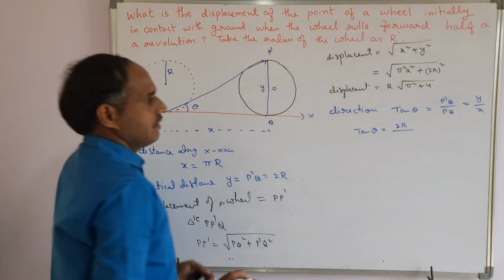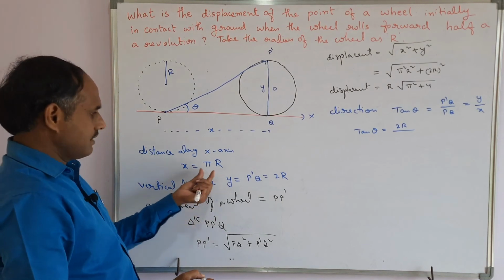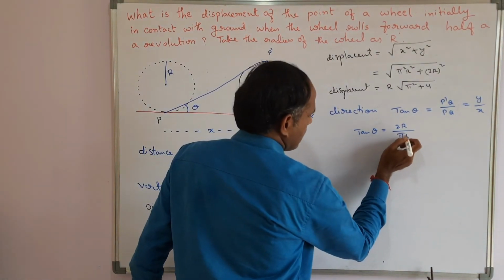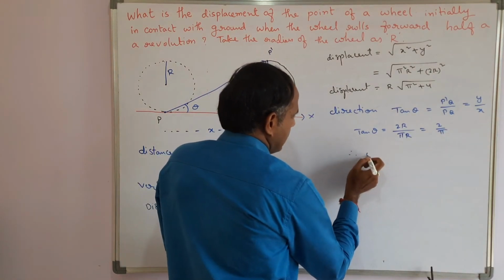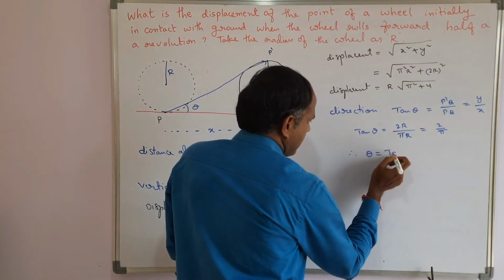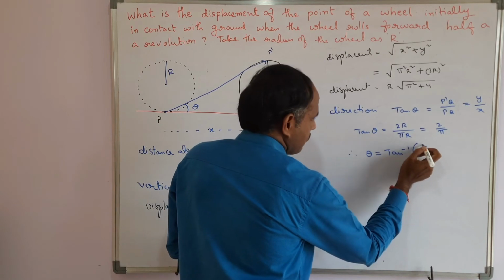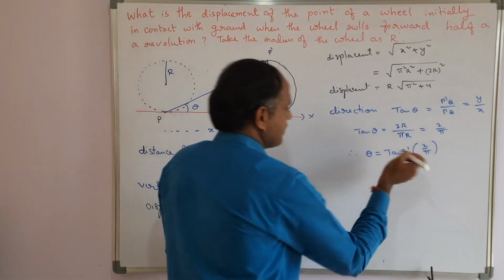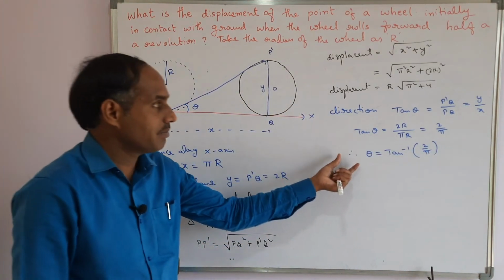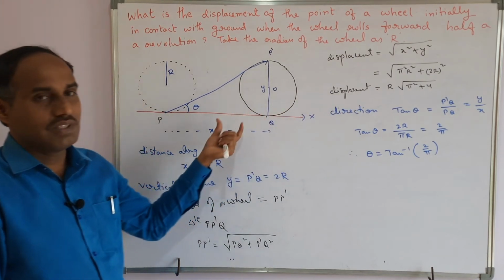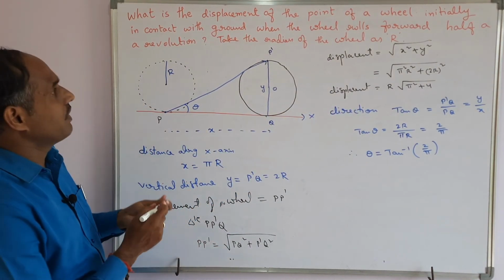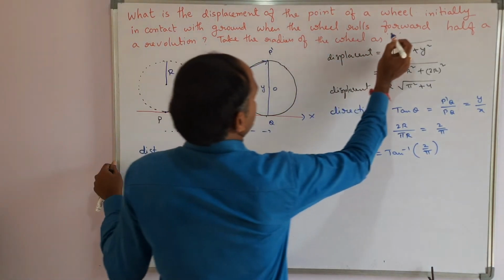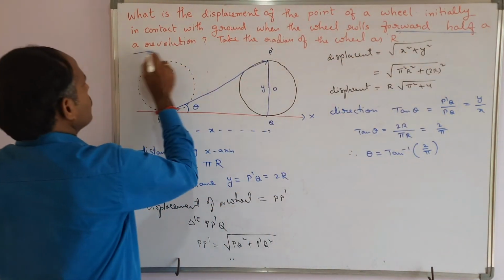So therefore tan theta is equal to y, which is 2r, and x, which is pi r. So r gets cancelled, 2 by pi. Therefore theta, which gives the direction of the displacement, can be obtained by tan inverse of 2 by pi. This is the way we can find the direction of the displacement as well as the magnitude of the displacement by using this concept.